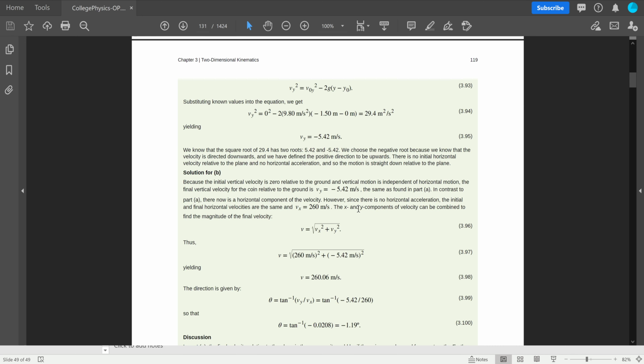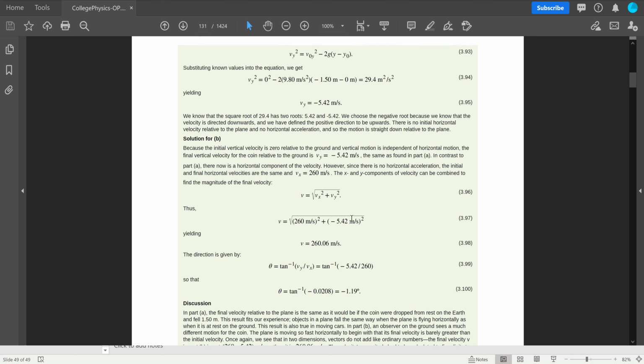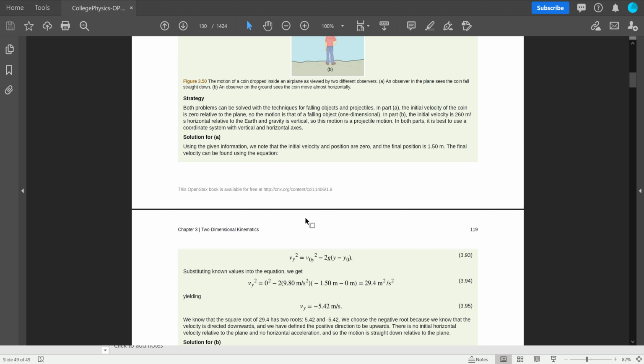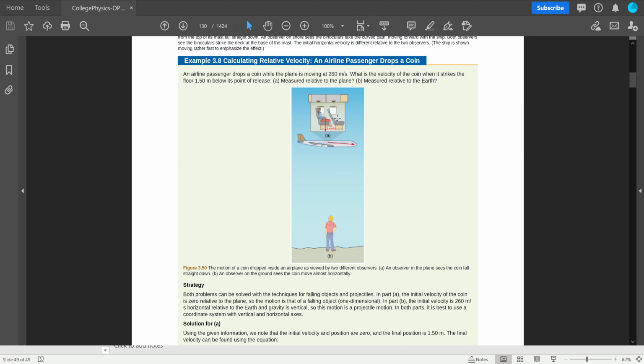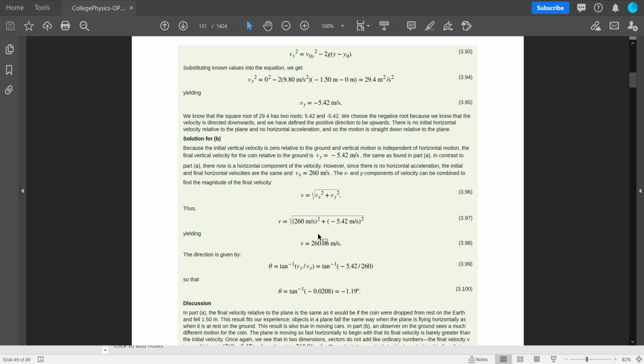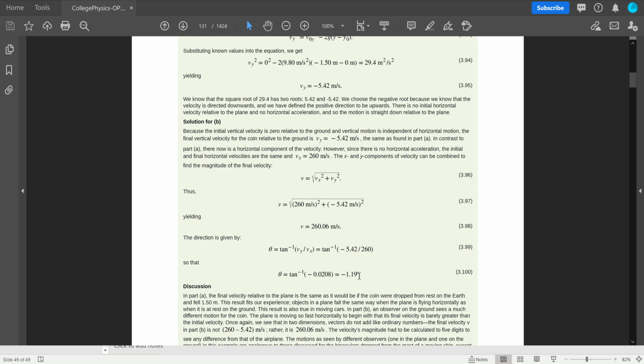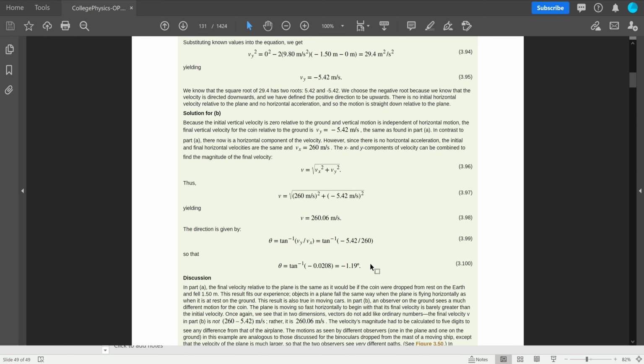But for B, our initial velocity in the x was 260. It's something that was told in the problem, right? An airplane passenger drops a coin while the plane is moving at 260. So that gives us our initial velocity in the x. Well, we just find our initial velocity in the y. Plug that back in, we have our velocity here yielding 260.06. And if we find our angle, it's actually negative 1.19.